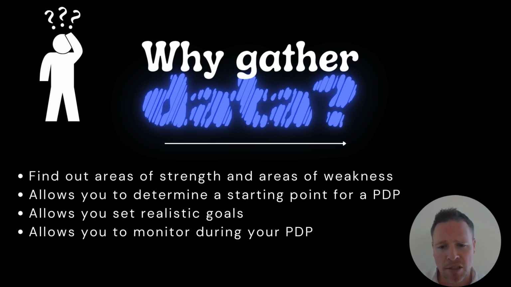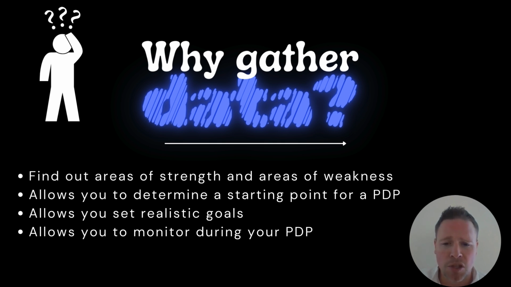The second reason is, it allows you to determine a starting point for a PDP, and what we mean by this is, once you're able to gather the data and look at it, you're able to see quite how poor it is. So for example, if you've got an overhead clear where you miss the shot every single time, it might be a really good point to start at quite simple and basic practices, maybe the likes of a shadow practice or an unopposed practice, so you need to get that right for the level you're at.